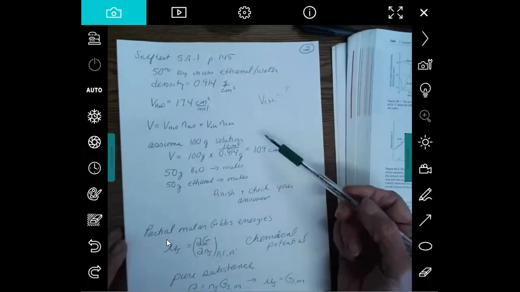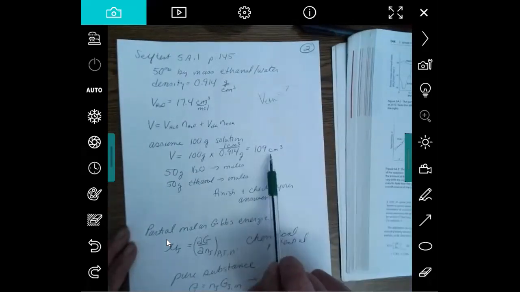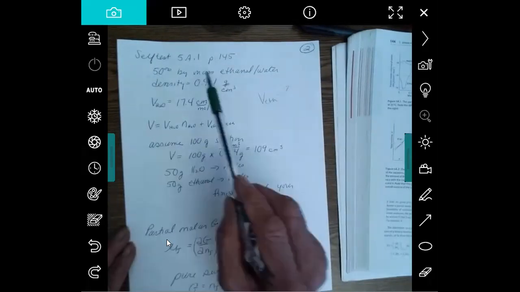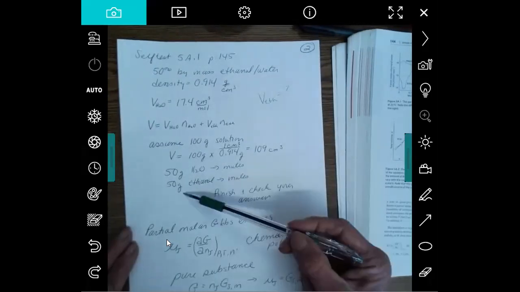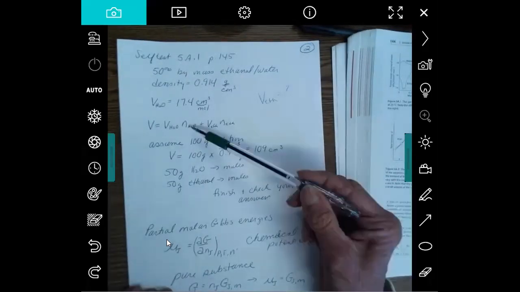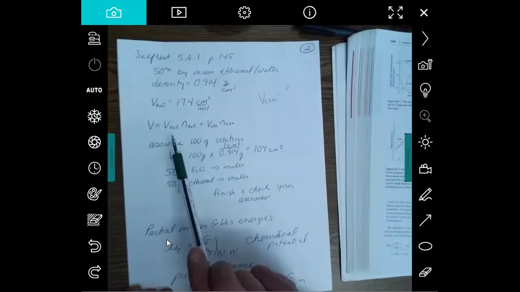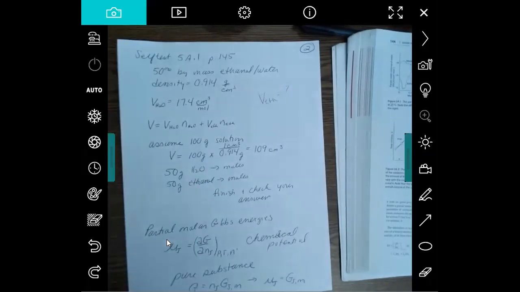So if we start out and assume that we have 100 grams of solution, then we have 109 cubic centimeters. But if we have 100 grams and it's 50% by mass of each of those components, we have 50 grams of water and 50 grams of ethanol. So you could figure out the moles of each of those. So you'd have moles of water, moles of ethanol, the total volume, and the partial molar volume of the water. So it'd be fairly easy to calculate that. So just take a little break and finish that problem and see if you get the answer that the book gets.